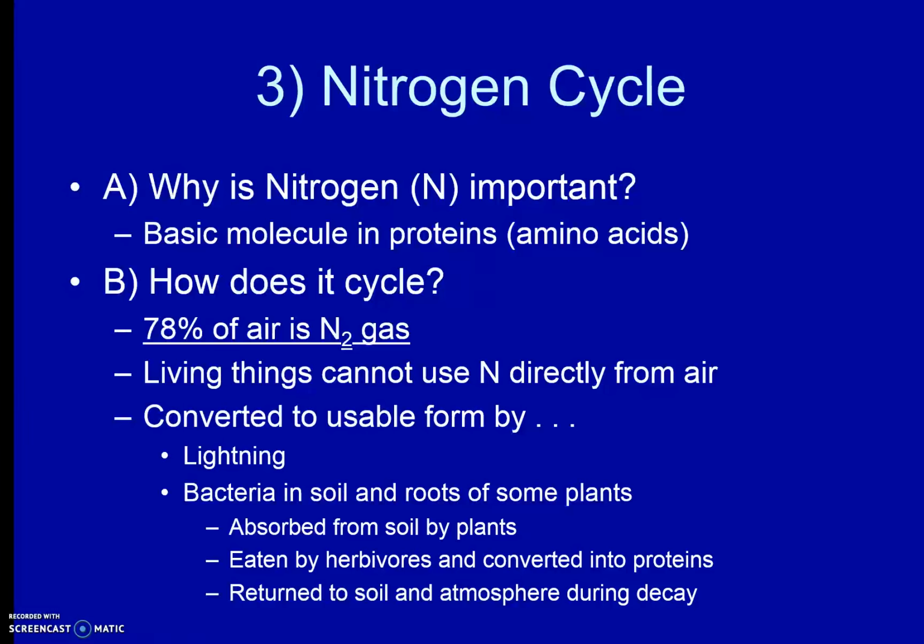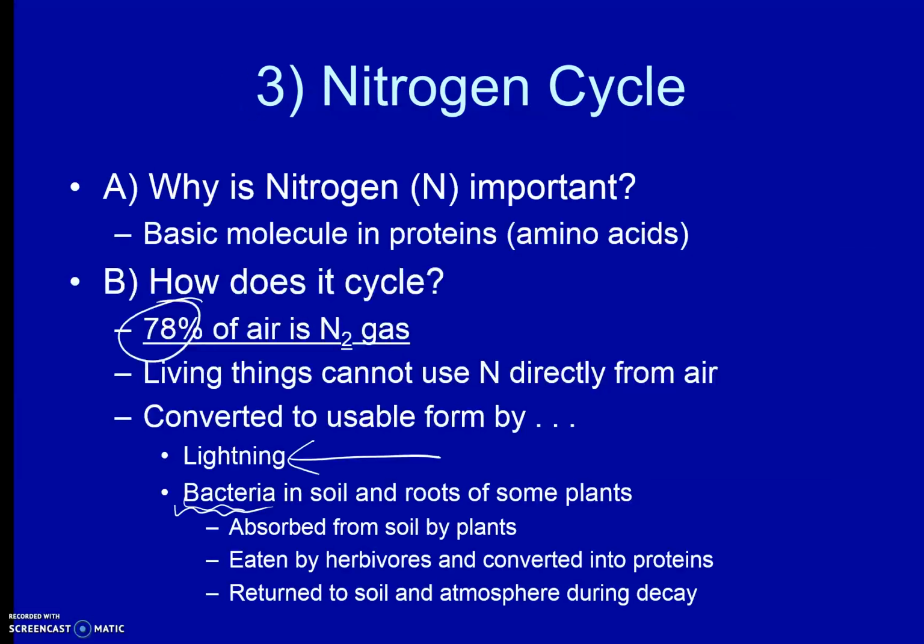So as I said, a majority of the Earth's atmosphere is actually nitrogen. In fact, 78% of air is nitrogen gas, and that is a percentage that you will need to know for your test. However, as I mentioned, living things cannot use nitrogen directly from air. So it has to be converted to the usable form, and it's converted by lightning or by the denitrifying bacteria in the soil.